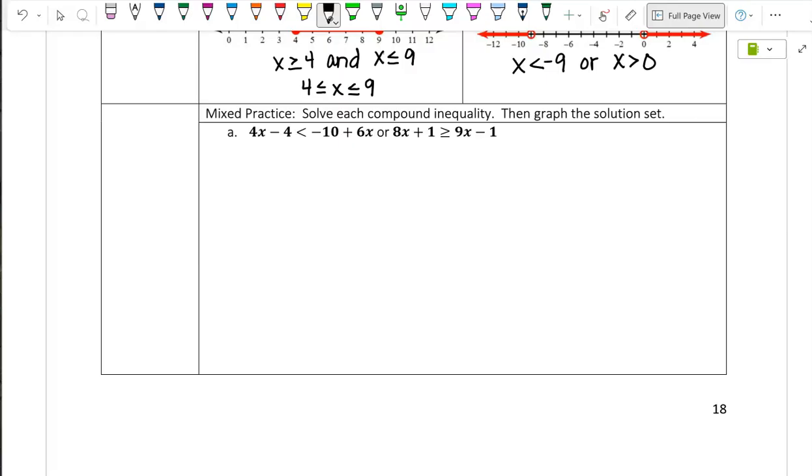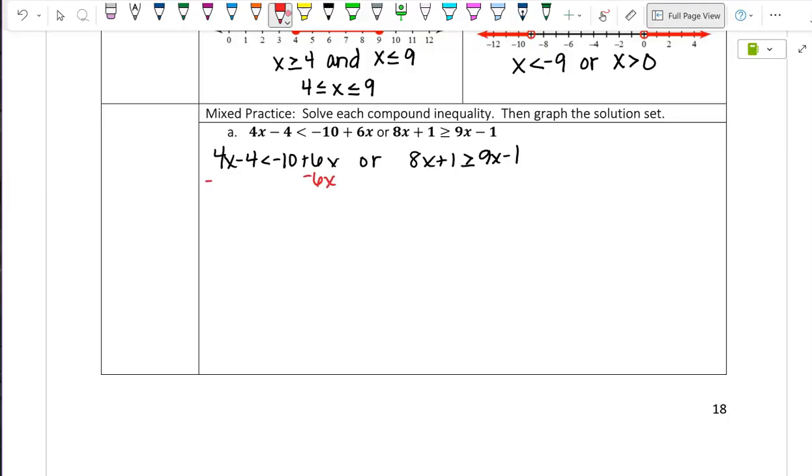So the first one, 4x minus 4 is less than negative 10 plus 6x, or 8x plus 1 is greater than or equal to 9x minus 1. So again, we have to solve both of those independently. Now, I like to move my variable to the left, but you can move your variable to the right. Again, we're looking at, do we get the final answer?